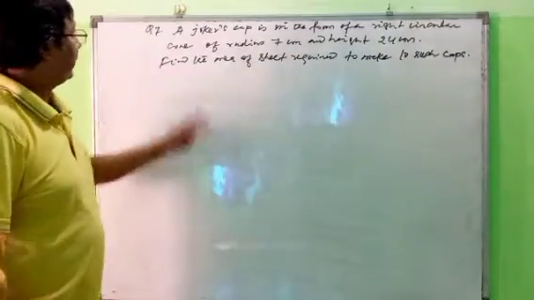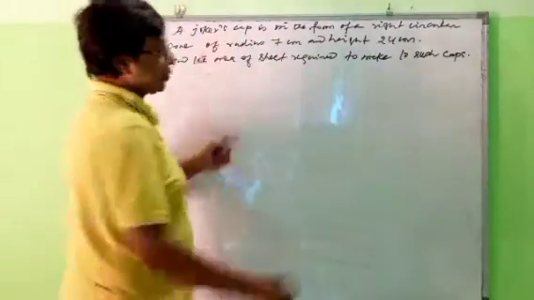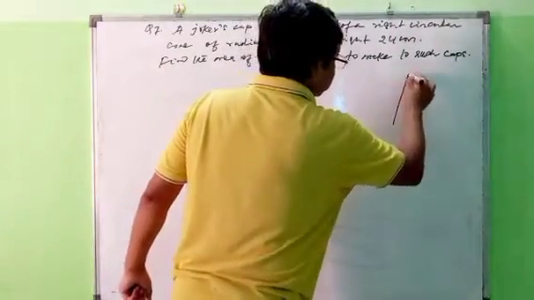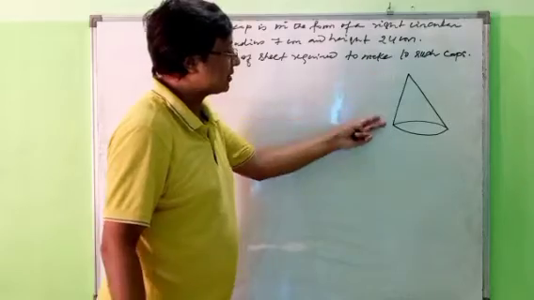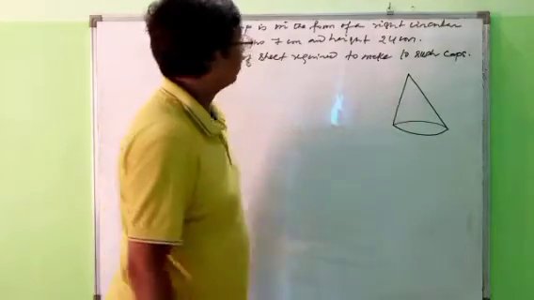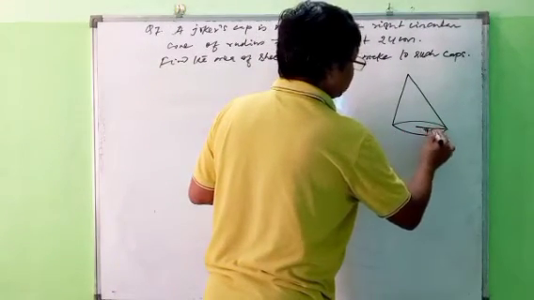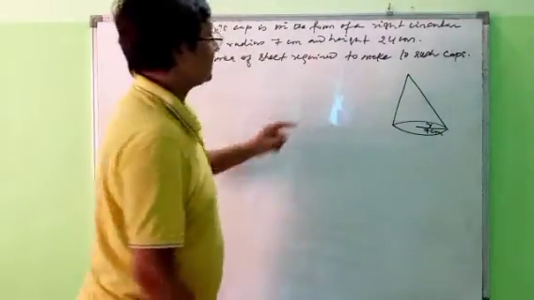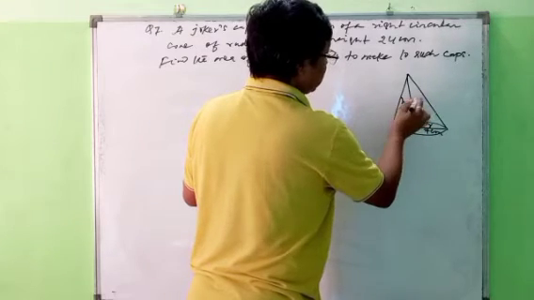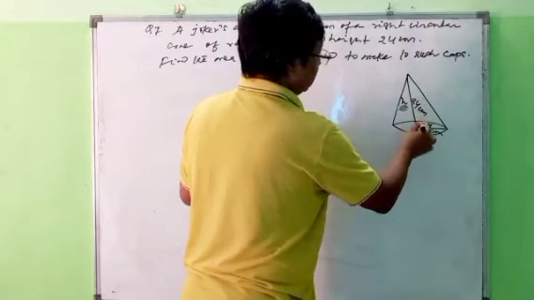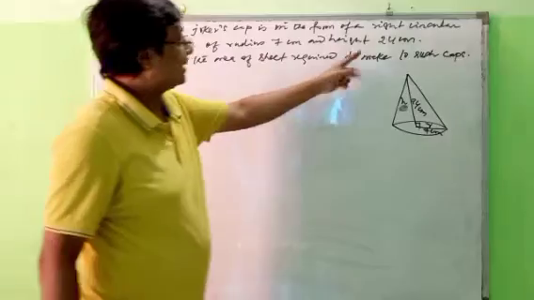It is given that a jogger's cape is in the form of a right circular cone. So there is a cape, and the shape of the cape is a right circular cone. So the shape will be like this. So you just think that this is a jogger's cape. So here radius is 7 centimeter. So this is the radius. This one is 7 centimeter radius, and then the height is 24 centimeter. This one is the height. So you are to find out the area of sheet required to make 10 such capes.